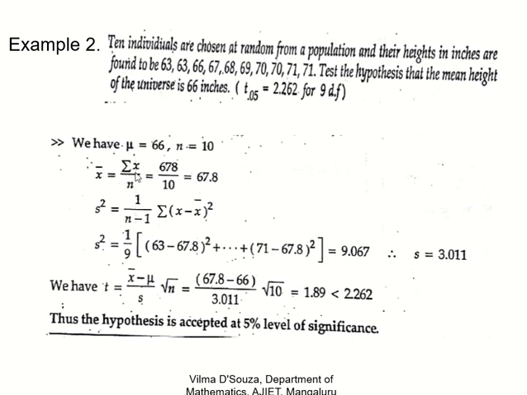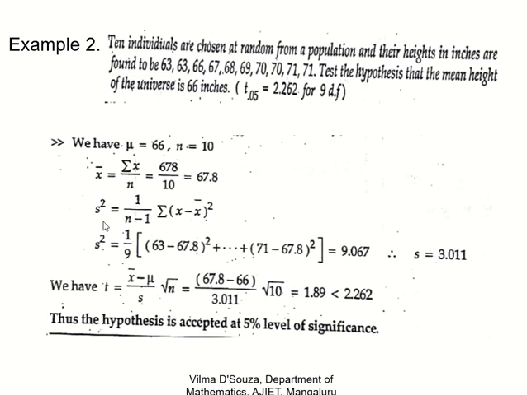X bar is equal to sigma x by n. Add all this: 63 plus 63 plus 66 plus 67 plus 68 plus 69 plus 70 plus 70 plus 71 plus 71 divided by 10. Add and see. Divide by 10, you will get it as 67.8. Verify the value. It is 67.8.